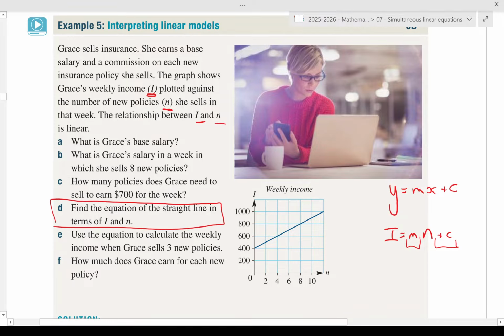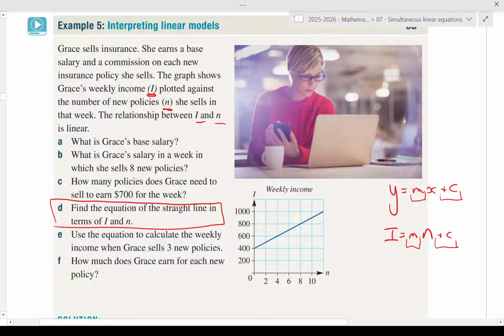All right, but I just want you to get in the habit of not worrying about it being a y and an x. We've still got our gradient, we've still got our intercept, so it is still in the gradient intercept form. All we've done is change the pronumerals, because I for income and N for number of policies. So there we go. All right, let's start with question 8.